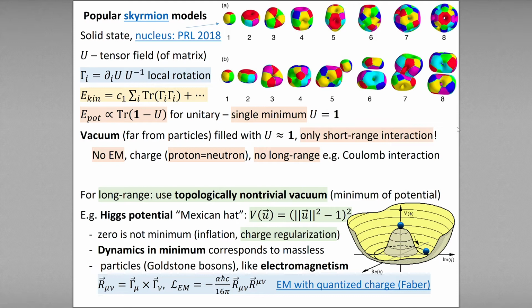Okay, so this is the difference. Instead of guessing this kinetic part of the Lagrangian, which in Faber's model we get by interpreting curvature as the electromagnetic field with the standard electromagnetic Lagrangian, we get electromagnetism with built-in charge quantization and regularization to finite energy of charge, thanks to using this kind of kinetic energy instead of just guessing it. Also, we get long-range interaction because of using a potential which doesn't have a single minimum, but a minimum of non-trivial topology.